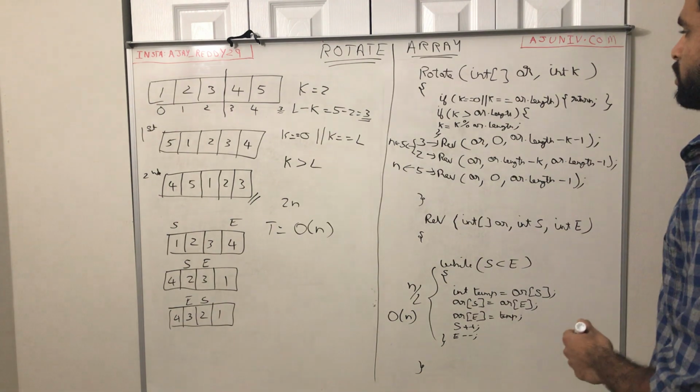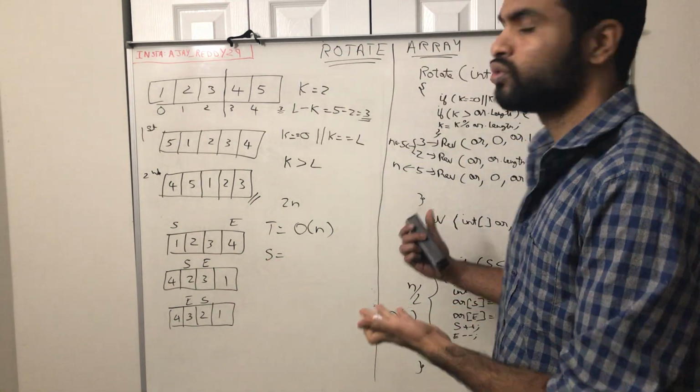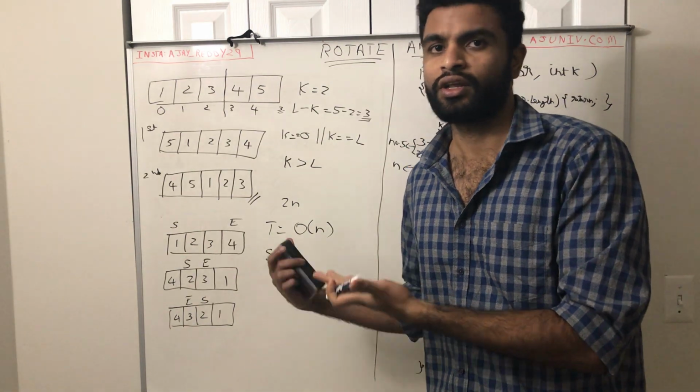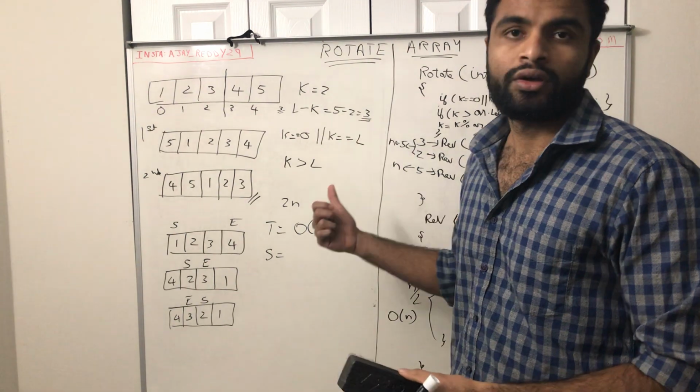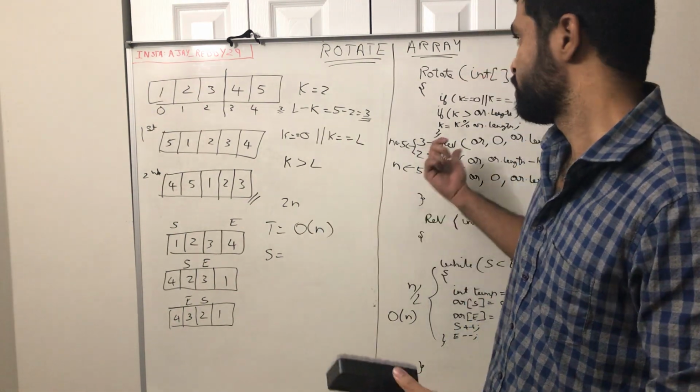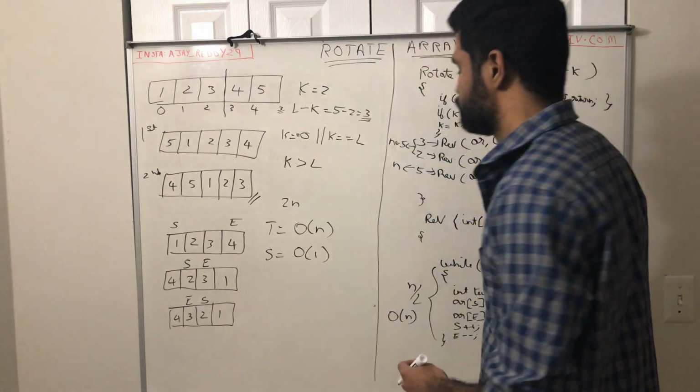And coming to the space complexity, here we are not using any temporary array or any other extra space for performing this rotate array operation. So it is constant, that would be big O of 1.